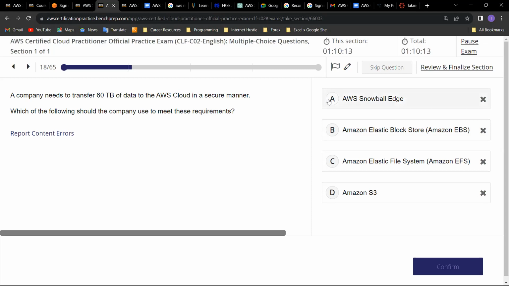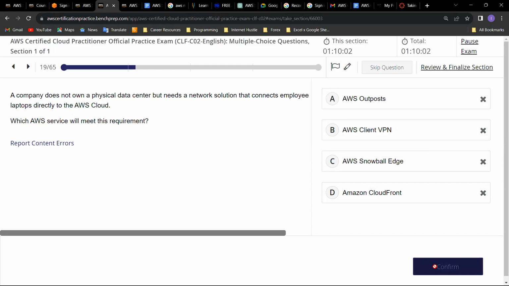I want one person to talk about what a Snowball Edge is, for those of you who don't understand. Let's wait until we are done, then we'll go and look at it. Let me put the question number down. 18.